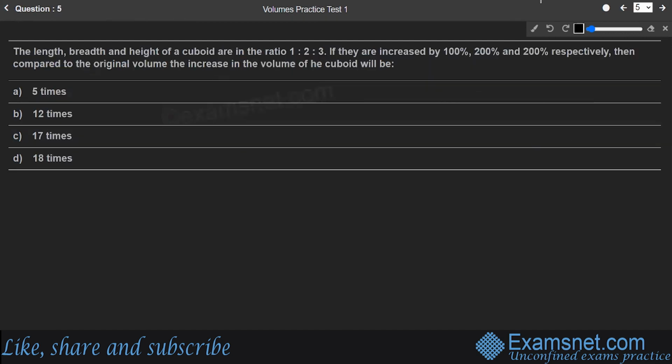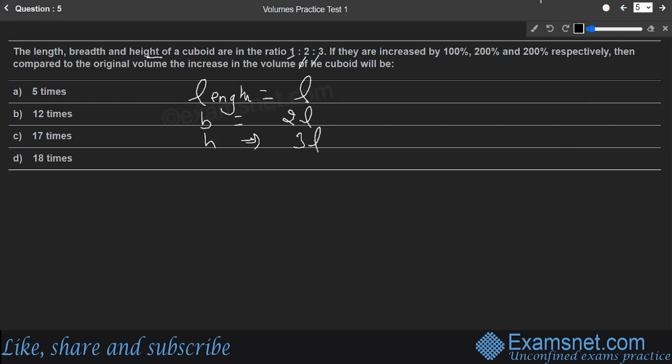Now he says length, breadth and height of a cuboid are in ratio 1, 2 and 3. So we'll have to assume the length, breadth and height first. So let the length of the cuboid be L, let the breadth of the cuboid be 2L, and let the height of the cuboid be 3L. So we have assumed that.